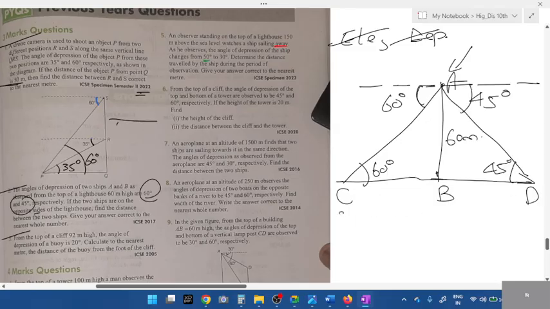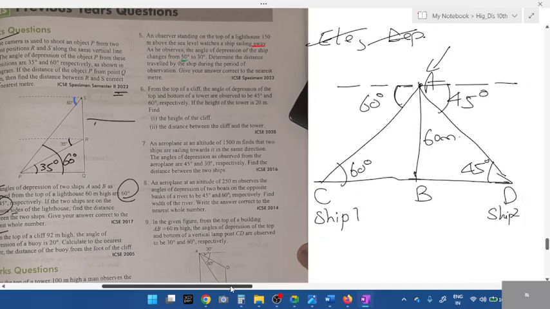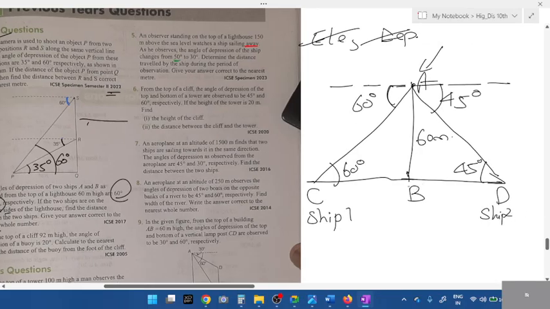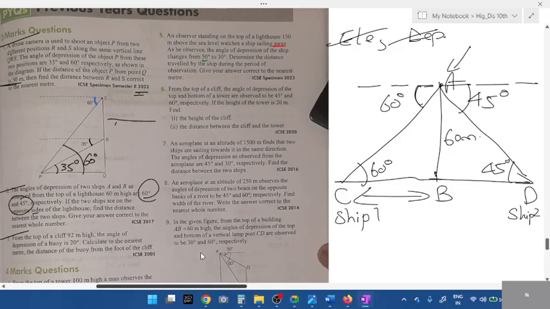Where are the two ships here, students? Ship 1 is C, right? And ship 2 is, which is ship 2? D. Apply tan 60 degrees, you'll get the value of BC. We already did such a question. Which one was that? I think the 7th one. 8th one. Isn't this similar to the 8th one? Almost the same question. Can you see they've given the same one, right? 45 degrees, 60 degrees.